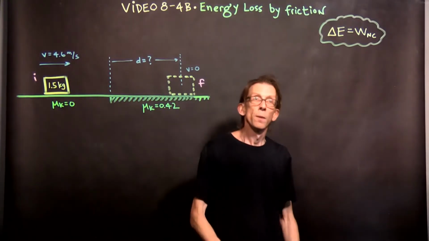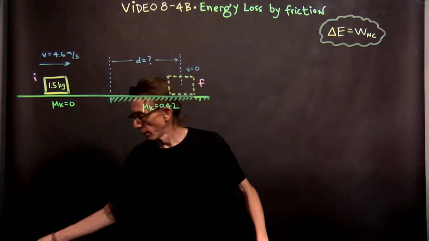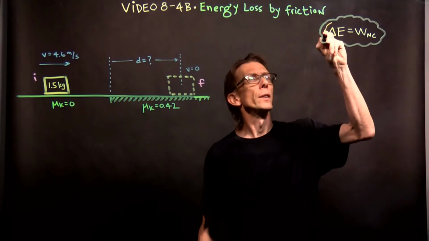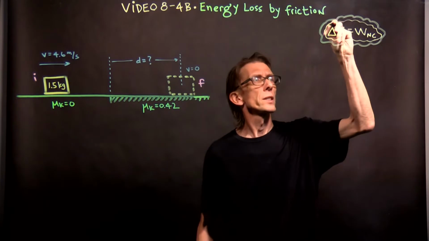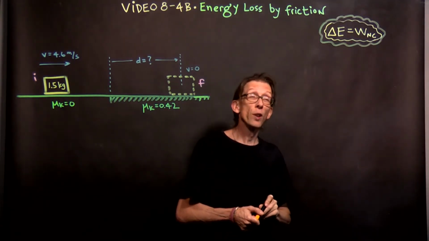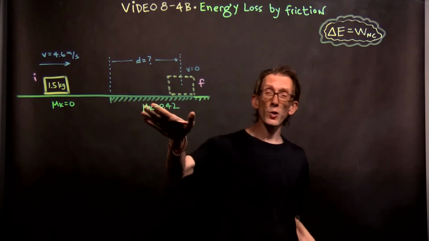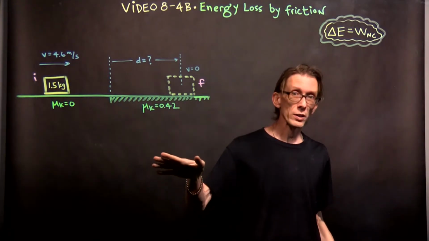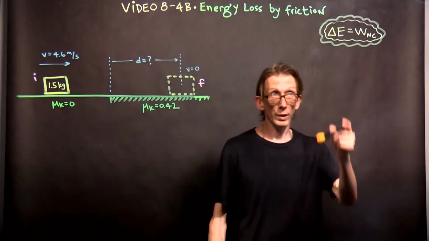Another example of work done by a non-conservative force. Now this up here, let me put this in another little bubble. This is kind of a big deal. Okay, because this is always true, even when there is no non-conservative work done. This takes into account not only situations like this that have friction, but also situations that don't have friction. This is really a big deal, this statement right here.